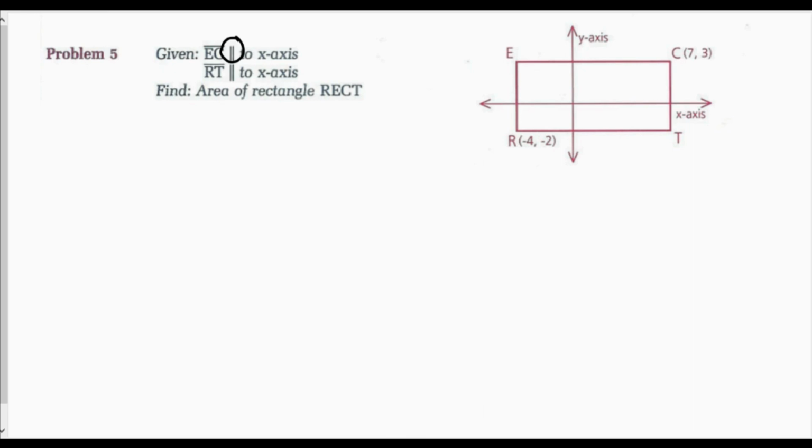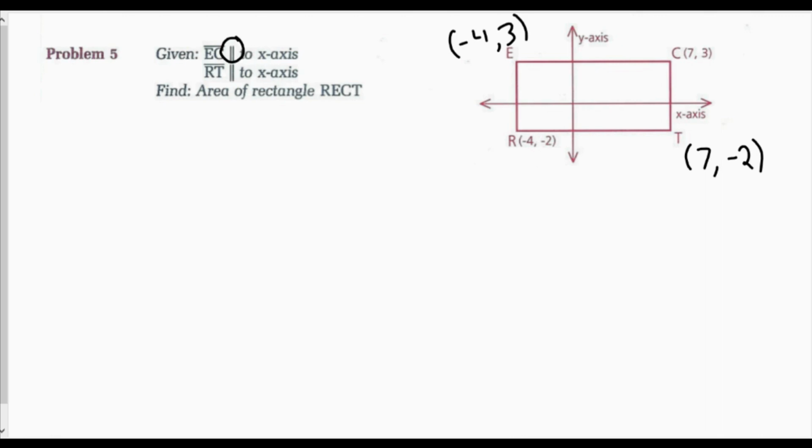If I find the coordinates of T, I know T will have the same x value as C, so it'll be 7, and it'll have the same y value as R, so it'll have -2 as its y value. So the coordinates of T are 7, -2, and then E would have the same x coordinate as R, so -4, and then it would have the same y coordinate as C, which would be 3.